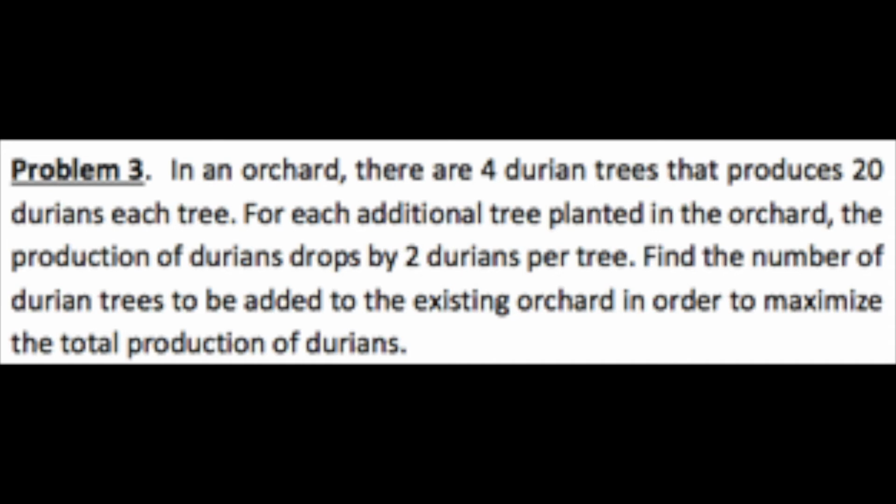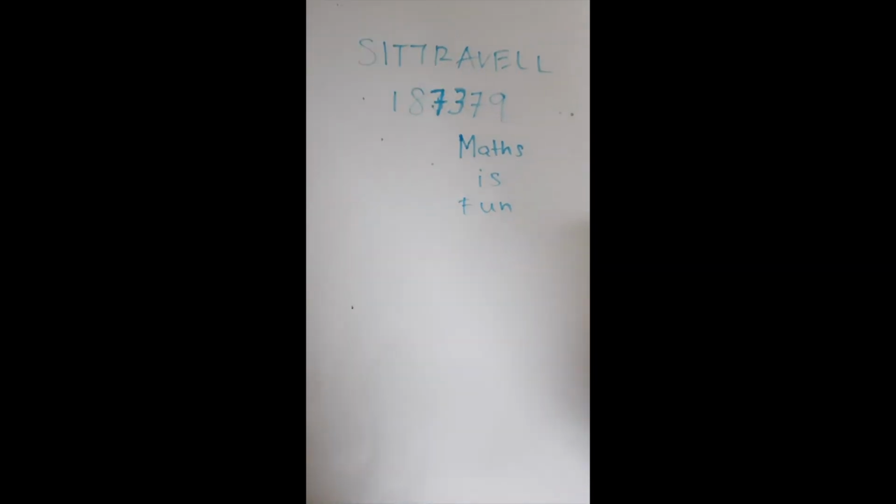So in an orchard, there are 4 durian trees that produce 20 durians each tree. For each additional tree in the orchard, the production of durians drops by 2 durians per tree. Find the number of durian trees to be added to the existing orchard in order to maximize the total production of durians. So basically, let me show you the solution.